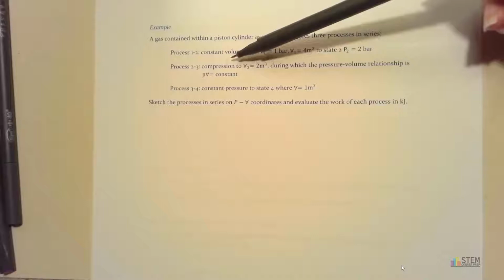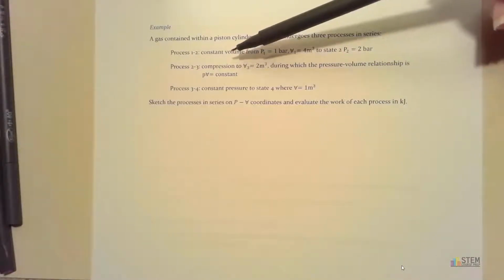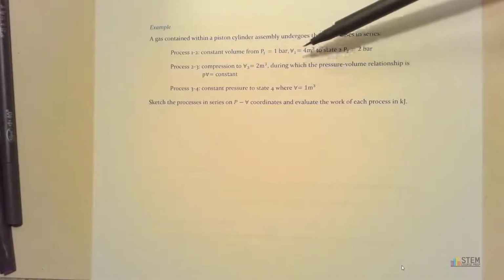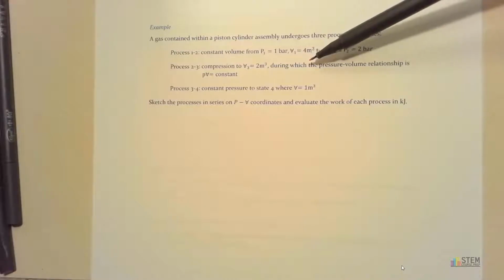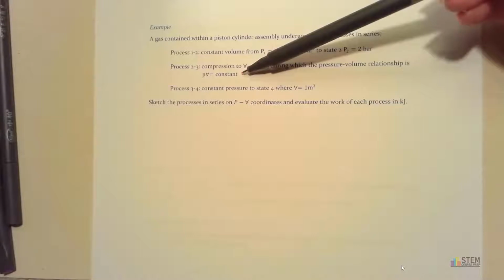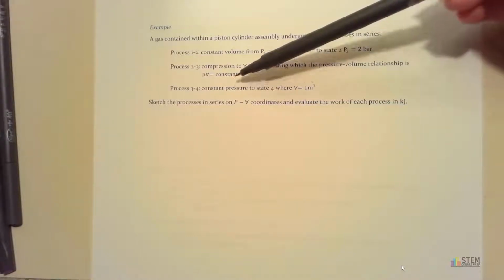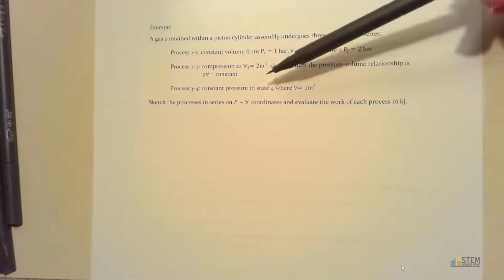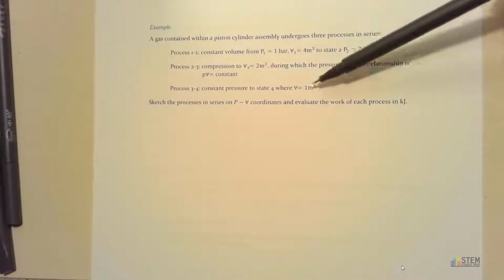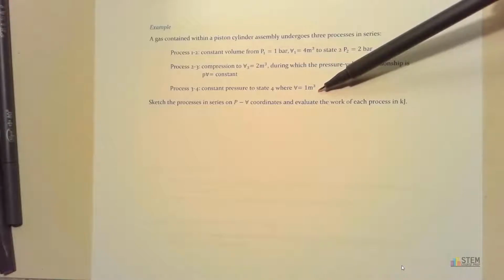Now, the second process, where we go from state 2 to state 3, we're going to have compression to a volume of 2 cubic meters. So volume gets cut in half. And during that time, the pressure-volume relationship is given by this relationship right here. So the product of pressure and volume is going to be constant. Now, after that, we've got a constant pressure process where we go to state 4, where the volume at state 4 is going to be 1 cubic meter. All right, so volume gets reduced again.